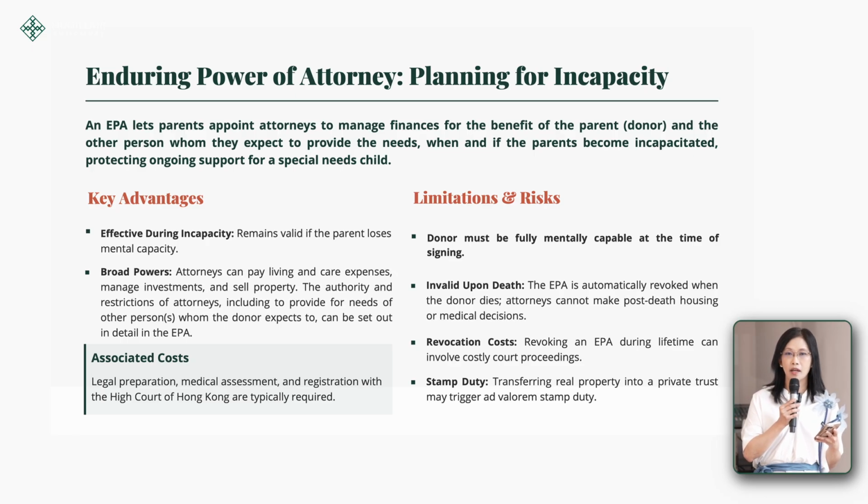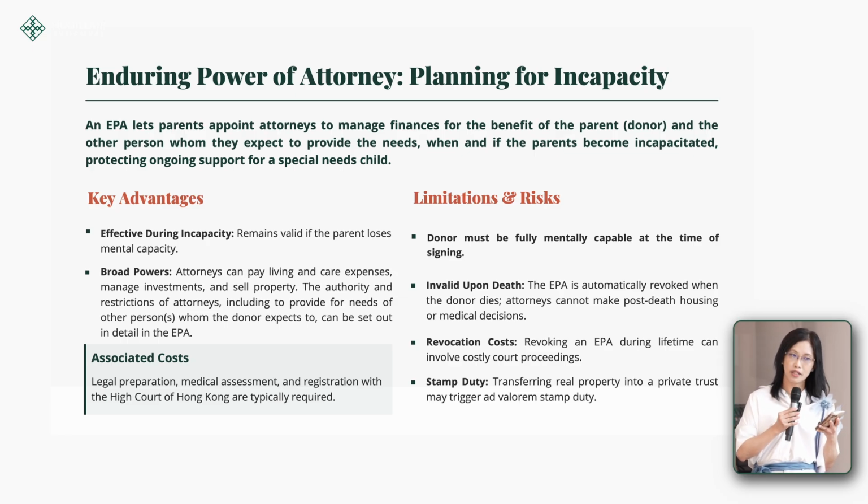Without an EPA, a parent who loses capacity can actually do nothing, but is forced to apply under the Mental Health Ordinance route, which means that you have to go to the court to make an application. It's very lengthy, very expensive, and contains very rigid powers. The amount of money that you can spend a month is very minimal, might not be sufficient to cover the daily expenses as well.